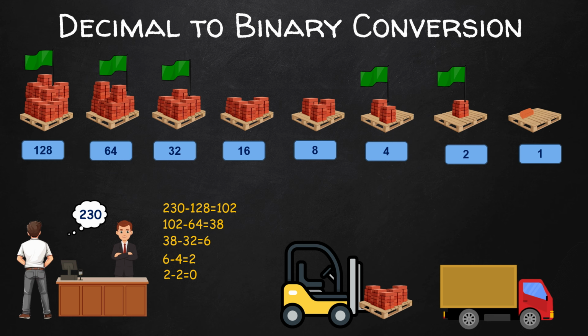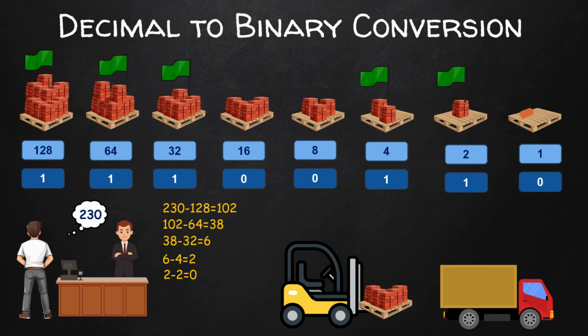Now let's see here. The customer wanted 230 bricks, which is a decimal number. According to the customer's need, Martin selected some of the groups from the brick templates. Wherever Martin marked the group, that is only considered by Bob. So Bob considers a value of 1 wherever the flag is available and a value of 0 wherever there is no flag. When we consider it like that, we get the value 111001110. And my friends, this is the binary equivalent of the decimal number 230. This is how a decimal to binary conversion happens in a computer.